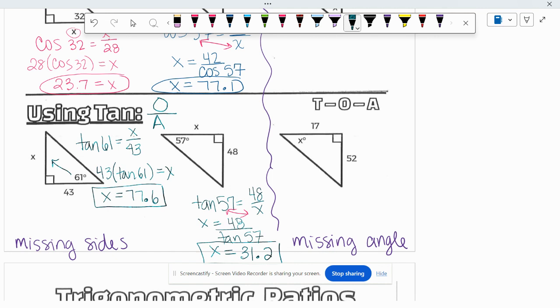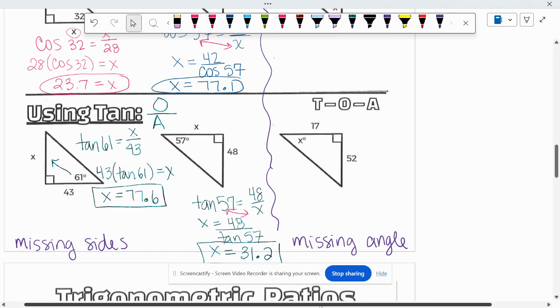So let's do the first one. 43 times the tangent of 61 equals 77.57. We round it up to 6, okay? The second one, 48 divided by the tangent of 57. Okay, got it? All right. I'm going to go back to your module and show you guys.